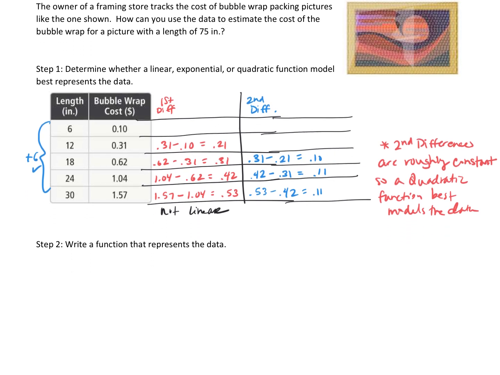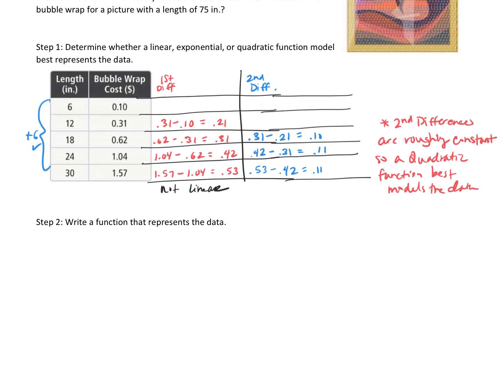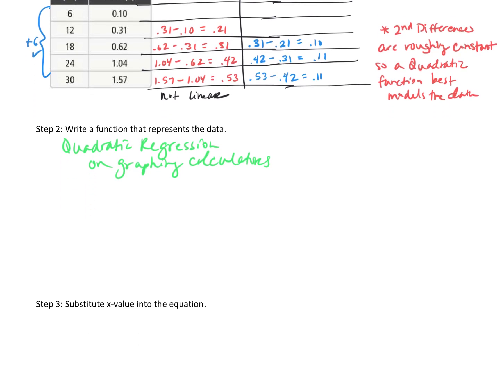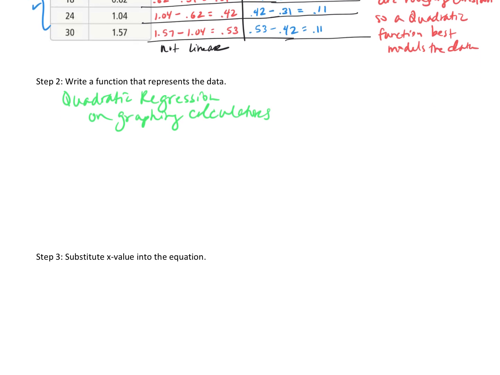So once we figure out that a quadratic function best models the data, now we want to write a function that represents the data. So how do we write a function if all we have is a table of values? Well, that's what we learned in our previous lesson. We're going to do a quadratic regression on our graphing calculators. So I have a video showing how we do that. Let's take a look at that real quick.